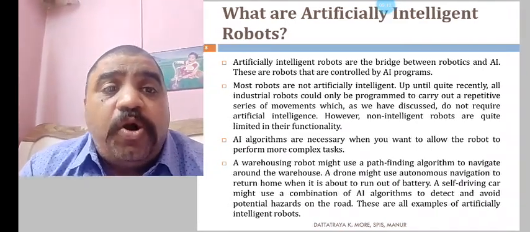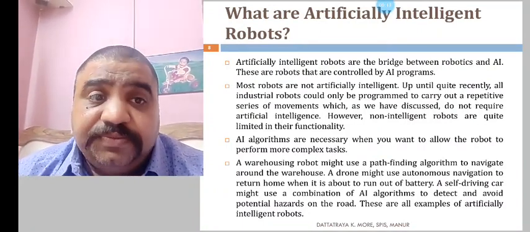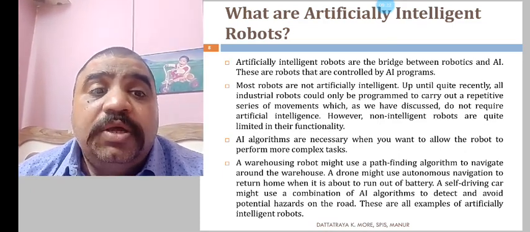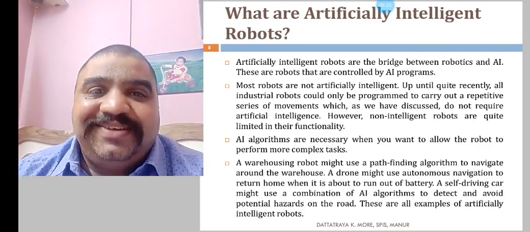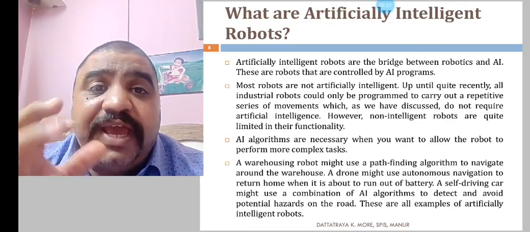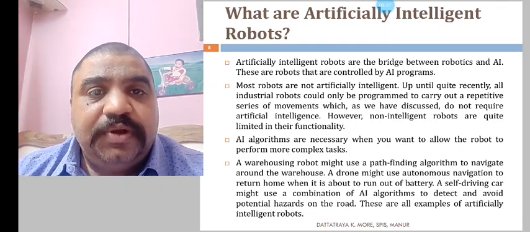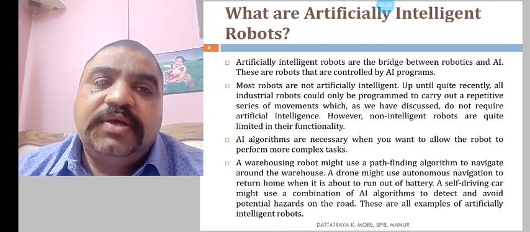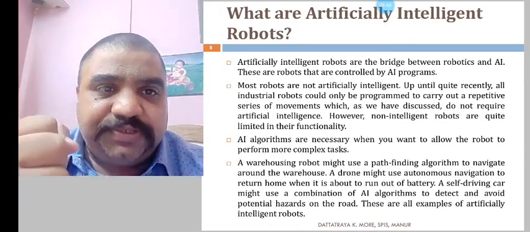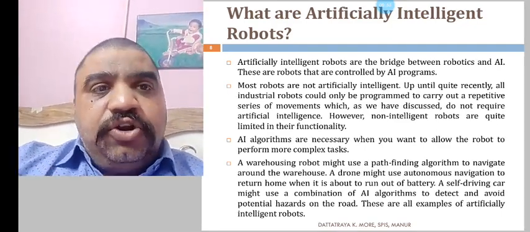A warehousing robot might use a pathfinding algorithm to navigate around the warehouse. A drone might use autonomous navigation to return home when it is about to run out of battery. A self-driving car might use a combination of AI algorithms to detect and avoid potential hazards on the road, like ditches, speed breakers, other vehicles, and so on. These are all examples of artificially intelligent robots. By this you might have understood the concept of artificially intelligent robots.